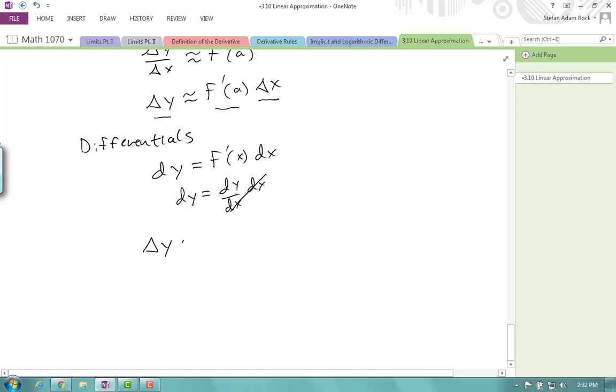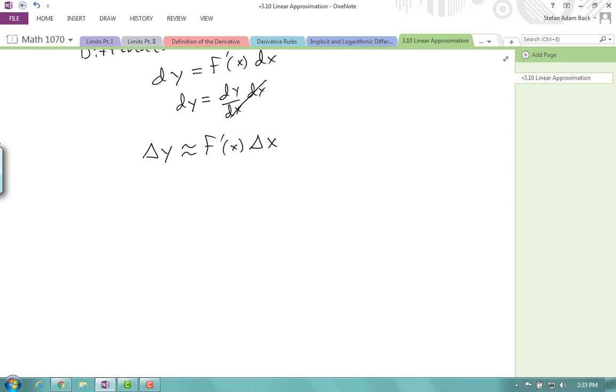Delta y, the change in y, is approximately equal to the derivative multiplied by the change in x. Because the versions with these, those are equal to 0. We shouldn't really be using those. But the triangle versions, those are actually discrete distances that we can measure. So how do we use differentials?